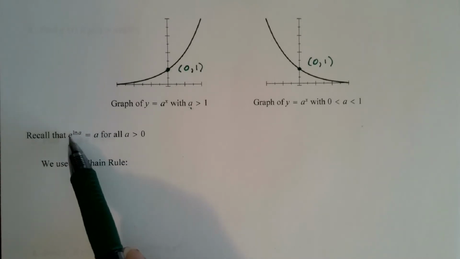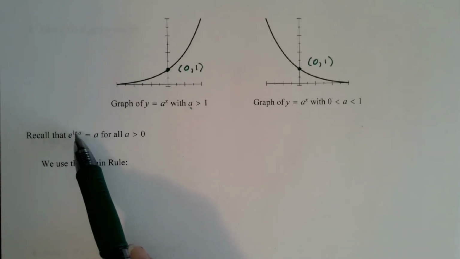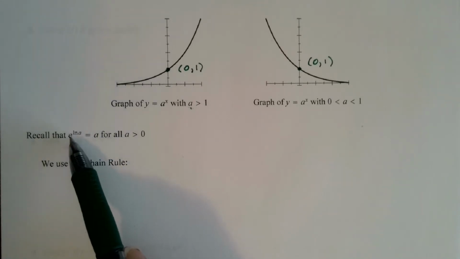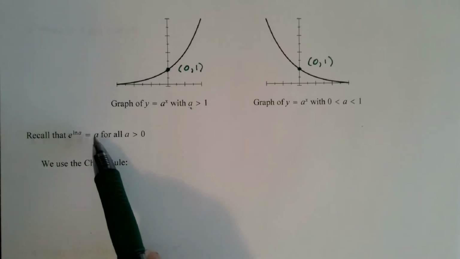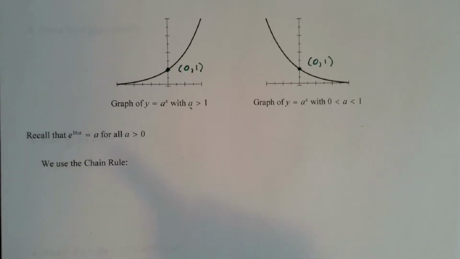And you can see they're inverse operations, right? If I take a and plug it into the natural log function, I get some output, natural log of a, whatever that is. I plug that into the e to the x function, I get back to a. Right? They cancel each other out. And this is true for all values of a greater than 0. Okay? And we're going to use the chain rule to find the derivative.